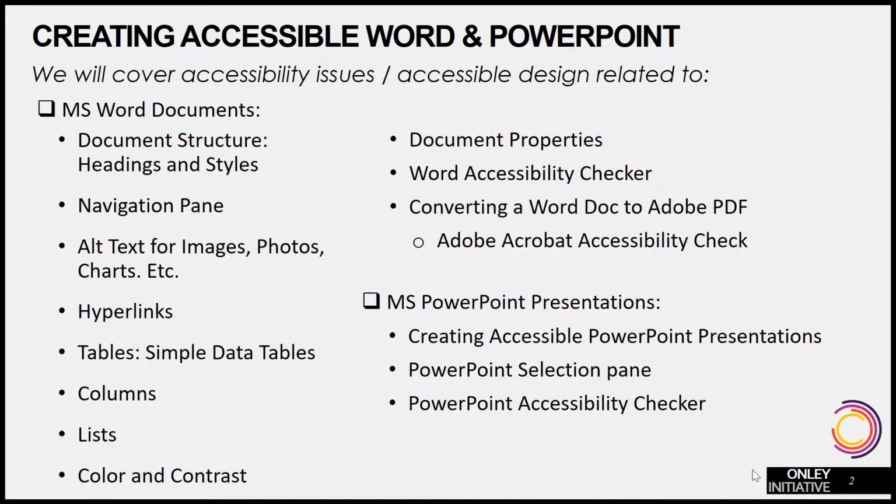This presentation will cover the following accessibility issues and accessible design tools and techniques. With Microsoft Word, we'll look at creating document structure using headings and styles, how to use the navigation pane, how to apply alt text to all images, photos, and charts in your presentation, how to create accessible hyperlinks, how to use tables properly. We'll cover columns and lists. We'll take a look at color and contrast. We will look at document properties, Word Accessibility Checker, how to convert a Word doc to Adobe PDF, and then finally take a look at the Adobe Acrobat Accessibility Check.